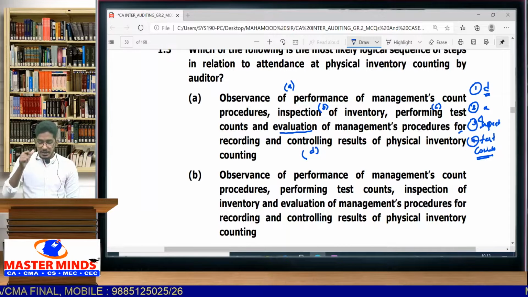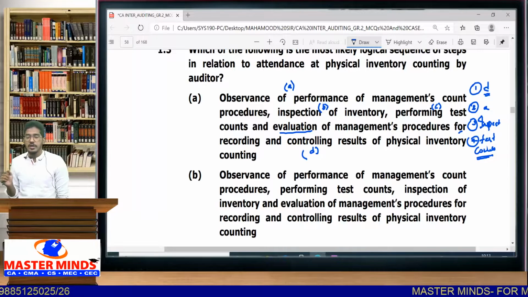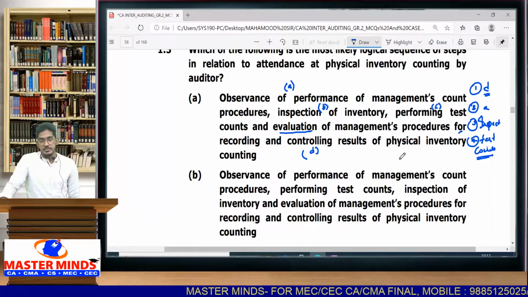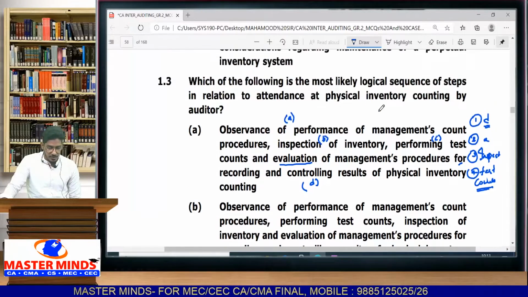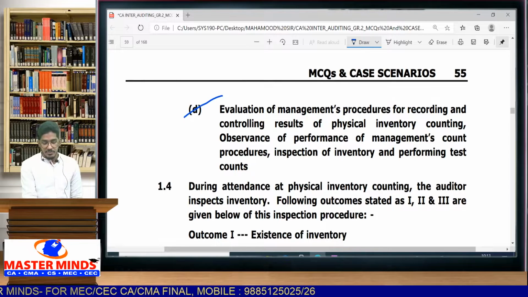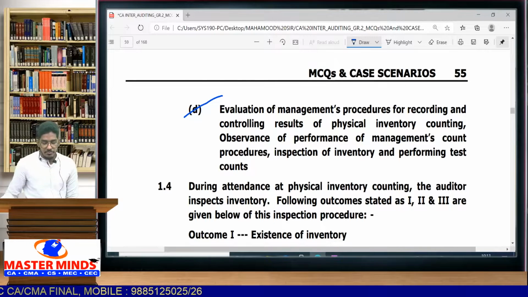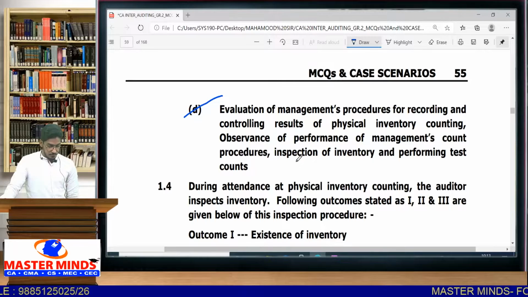So what is the correct logical sequence? First you have to evaluate management's procedure for recording and controlling results of physical inventory counting. Then you have to observe the management counts. Then you have to inspect the inventory. Then finally you have to perform the test counts. So this is the correct logical sequence, as clearly given in the first paragraph of SA 501. In option D the correct logical sequence is there: evaluation of management's procedures for recording and controlling results of physical inventory counting, observance of performance of management's count procedures, inspection of inventory and performing test counts.